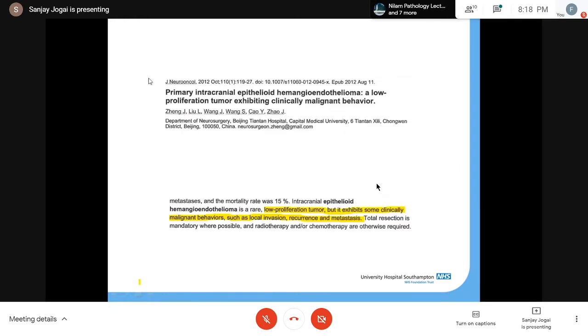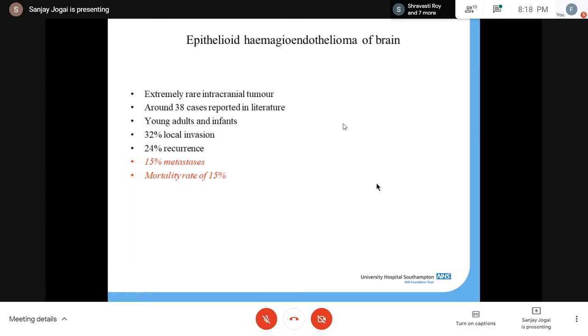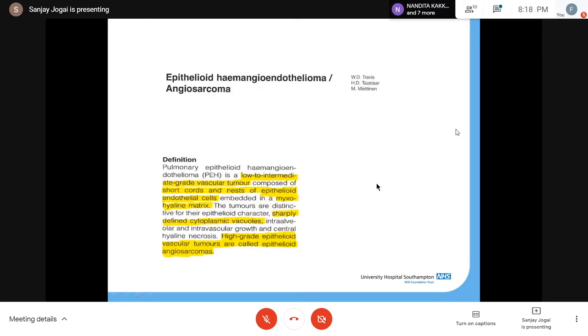Now, quick few words. At that stage, it looked as though, oh, this is very unusual. Is this the other way around? But clearly, the bulk of the disease was in the brain, and on doing a literature search, clearly there were reports of primary intracranial epithelioid hemangioendothelioma with metastasis. So it's extremely rare. At that time of presentation, there were only 38 cases reported, quite a few with local invasion and recurrence, 15% having metastasis, and a mortality rate of 15% as well. That's from the lung book.